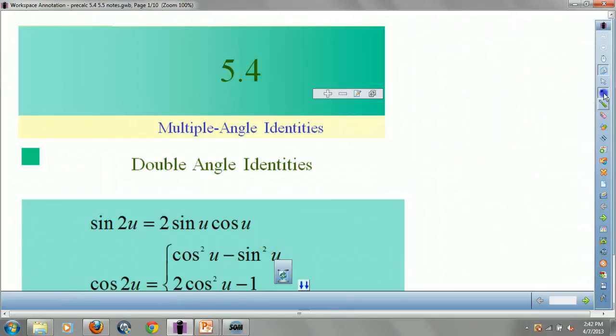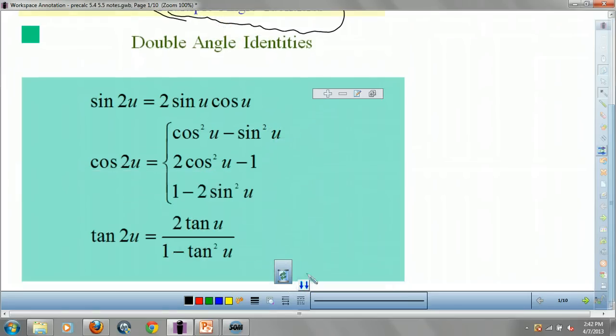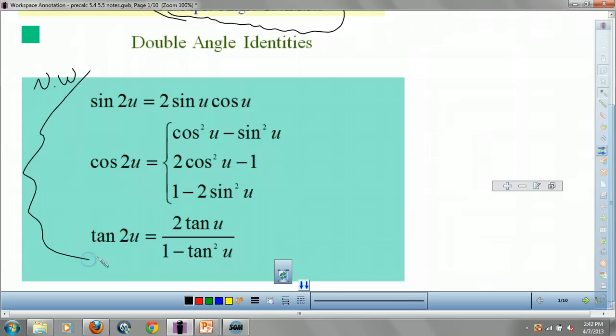Today we are going to look at trig identities. We're going to do this all in one day. It's our last day of just straight identities. We're going to look at the multiple angle identities, and the first one we're going to look at is the double angle identities. So these are noteworthy. We're going to use these in a similar fashion to how we've used other identities, right?